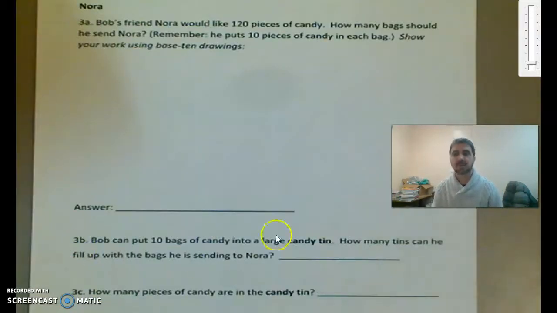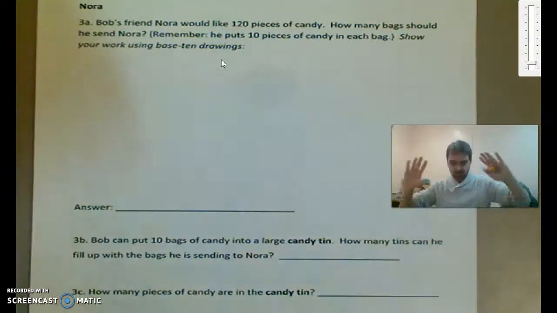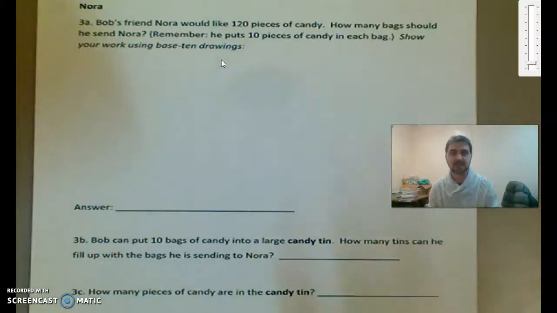Are we ready? Okay. It says Bob's friend Nora would like 120 pieces of candy. Whew, she is a sugarholic. How many bags should he send Nora? Remember, he puts 10 pieces of candy in each bag. Show your work using base 10 drawings. Okay, so don't worry. It's still the same idea.